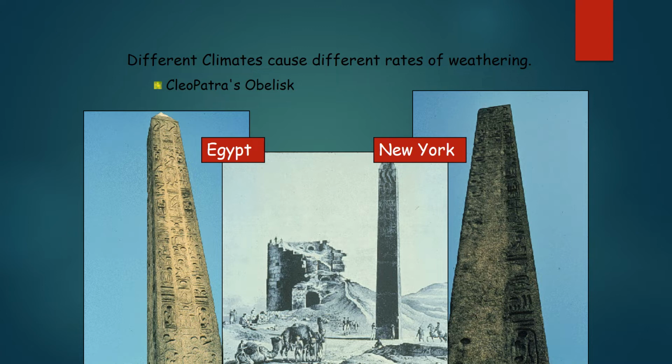This image is showing us the original statue, or it's called an obelisk. It's called Cleopatra's obelisk, that was built in Egypt thousands of years ago, and then a remake of it that is found in New York State. They're made of similar materials, but because they're experiencing different climates, one has had a much faster rate of weathering, the one in New York versus the one in Egypt.